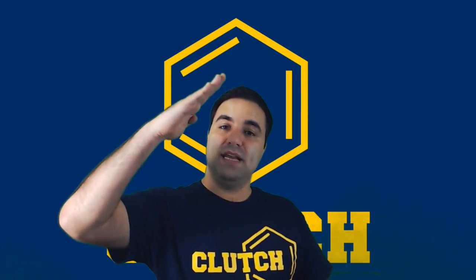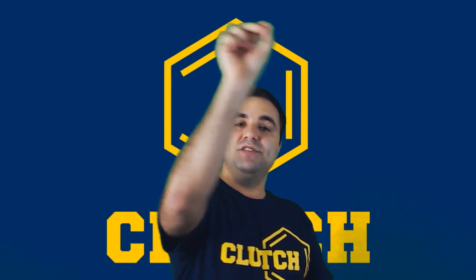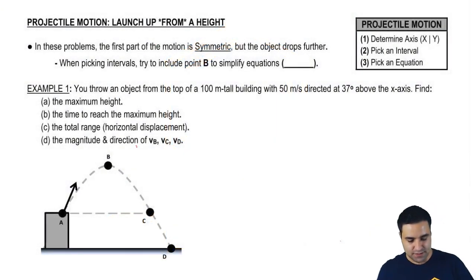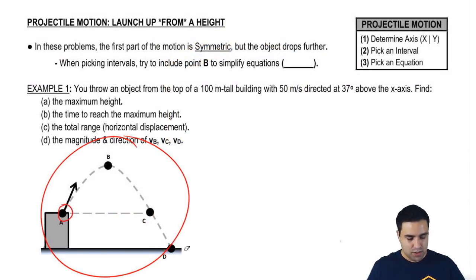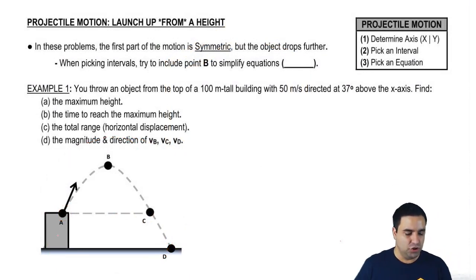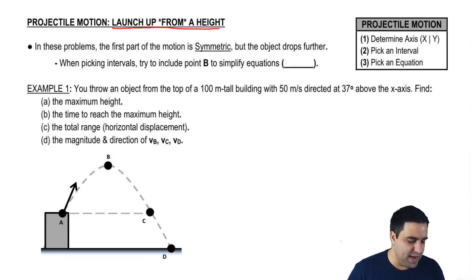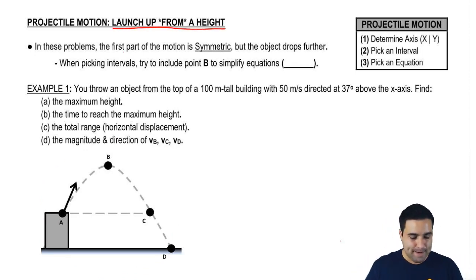Hey guys, we're now going to look into a type of projectile motion problem where you launch something up at an angle and then it lands below your original height. So something like this. Your final height is below your original height. All right? So I call this launch up from a height, not very creative.